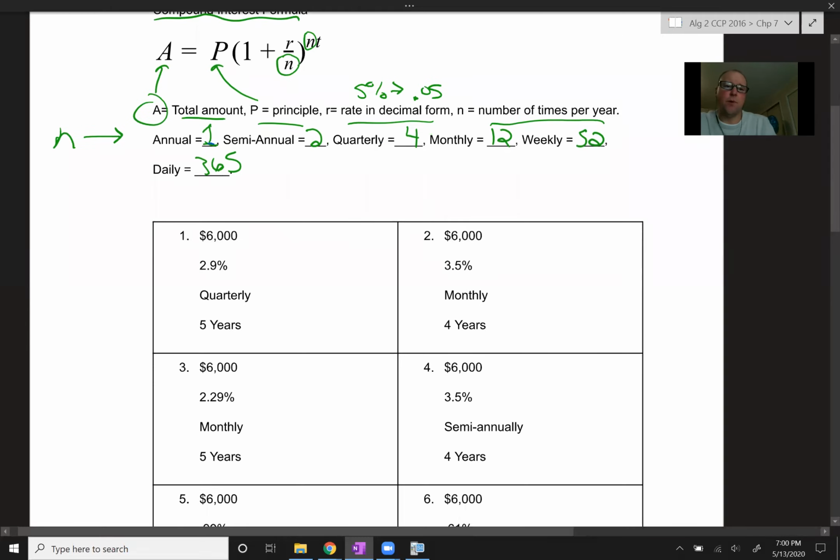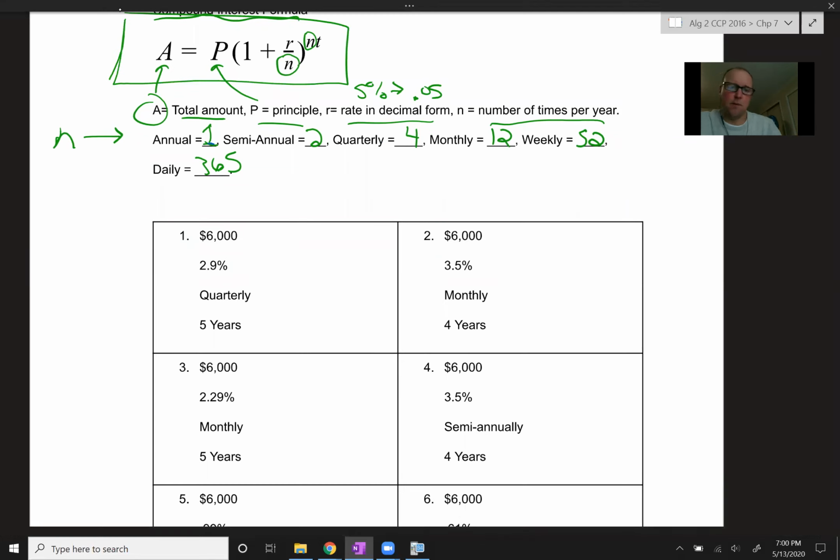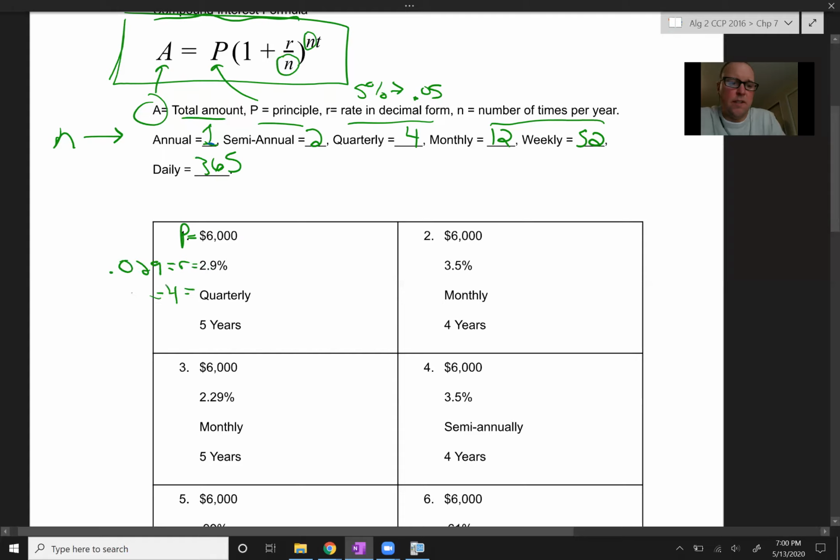I'm going to try and keep this formula up here for you. You want to jot that bad boy down. We're going to use that in all of these problems down below. Hopefully you get it memorized pretty quick, or at least where everything goes. So number one, here's what I have. The principal is $6,000. You're going to invest $6,000. The rate is 2.9%. That's 0.029 for R. Quarterly means 4. That's N, the number of times per year. And then the time itself is 5 years.